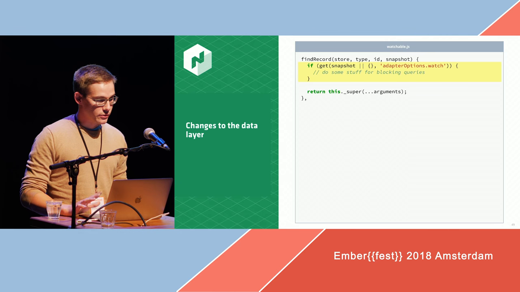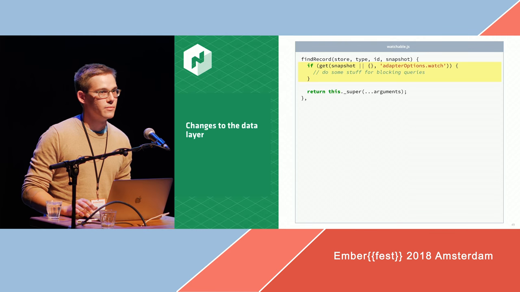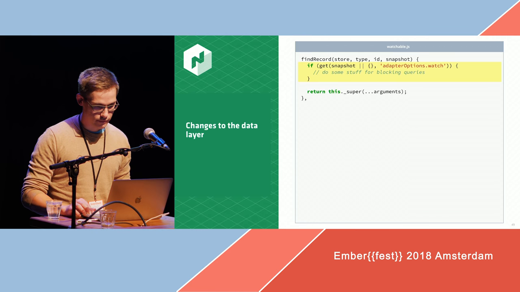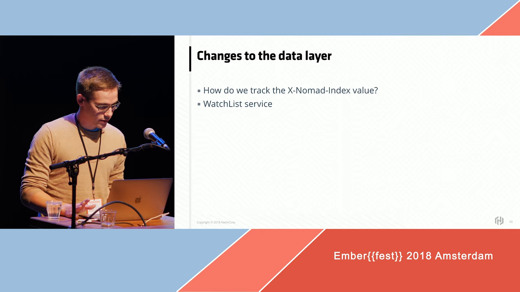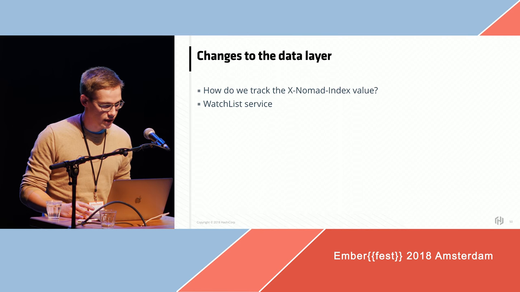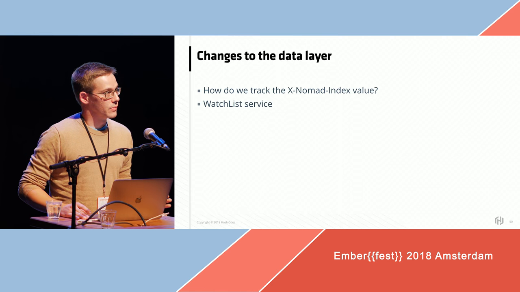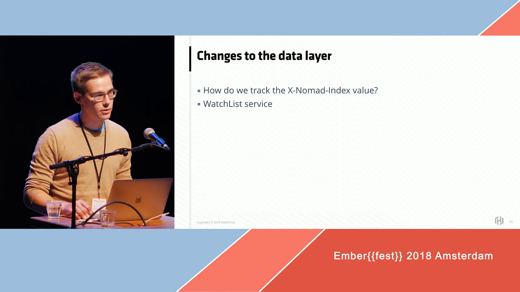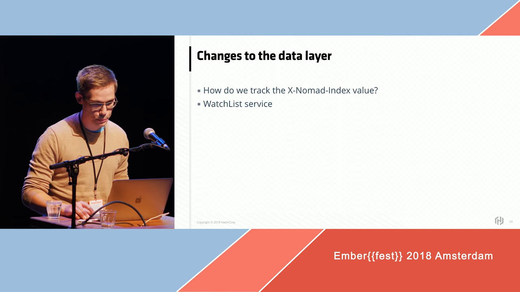And if it is, I can do stuff. I don't know what that stuff is yet, but at least now we understand this developer interface. So we need to make this change here. How do we track the xNomad index value? The way that I've done it is by creating a watchlist service. Services are great because you can just sort of make one and stick it anywhere.